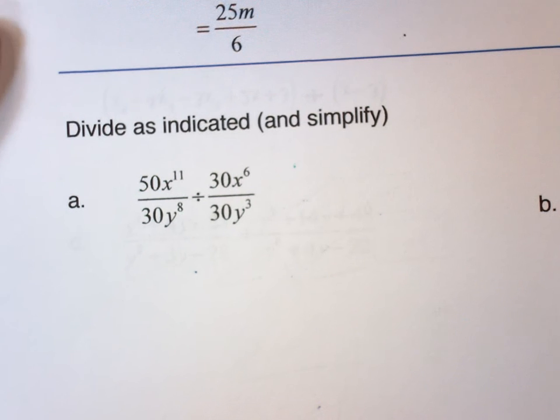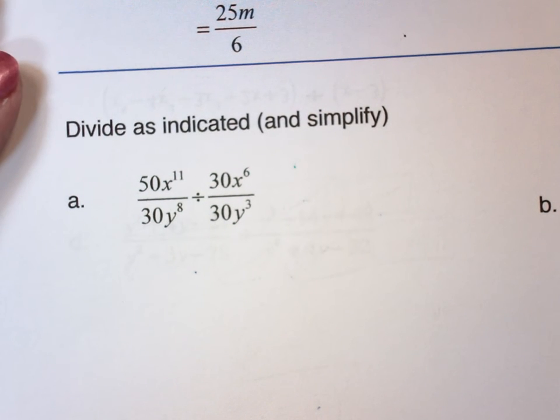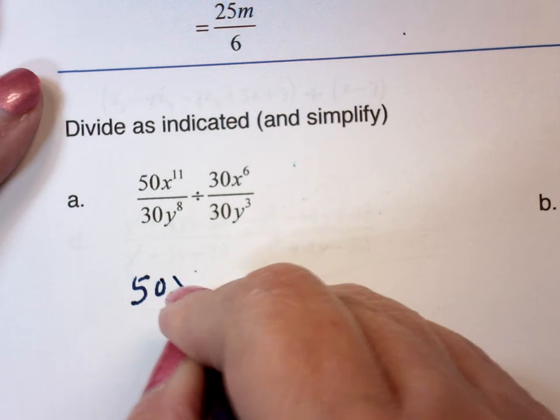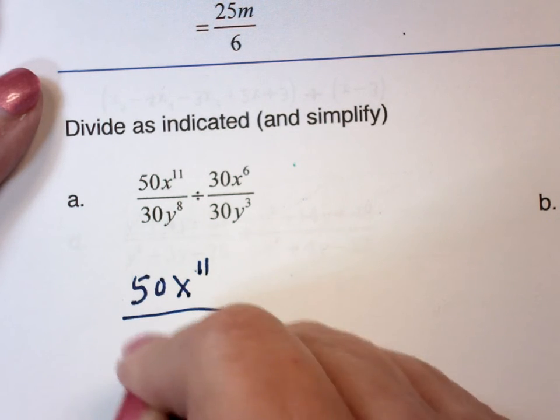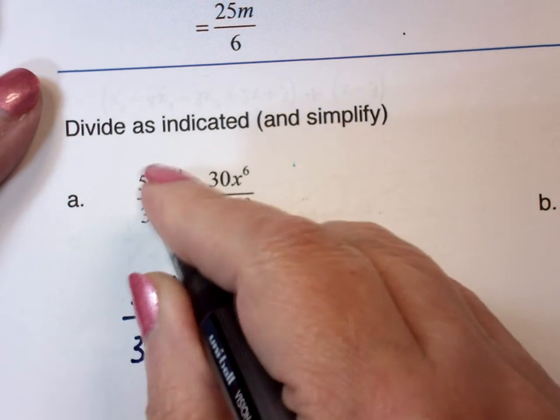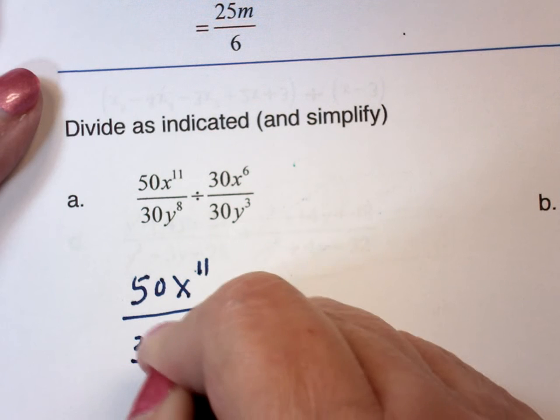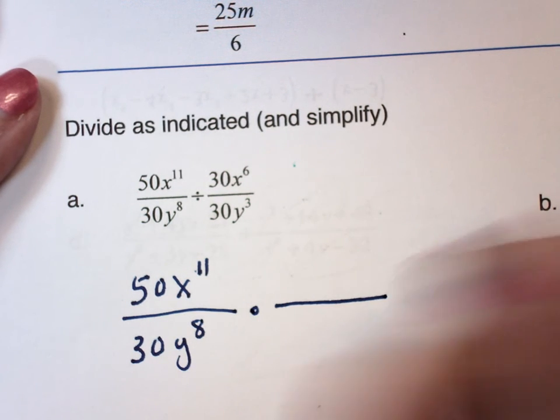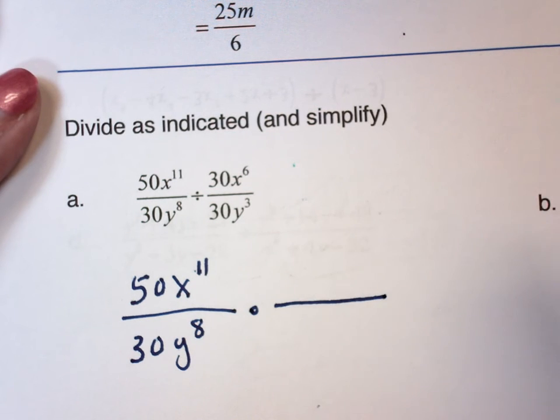So here we go. 50x to the 11th, 30y to the 8th, divided by. So before I do anything, although you might say, could I reduce out 50 and 30? The answer is yes. Could I reduce out 30 and 30? The answer is yes.